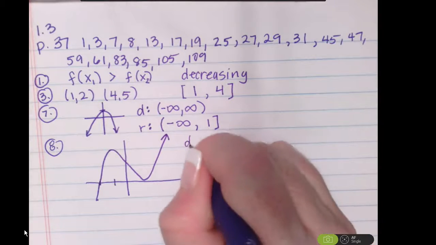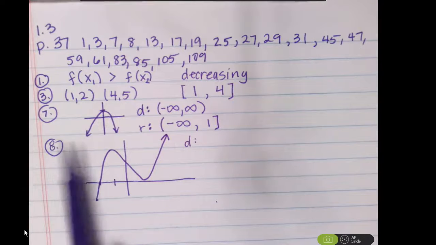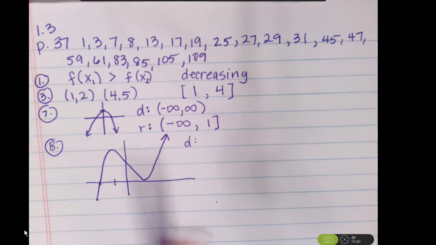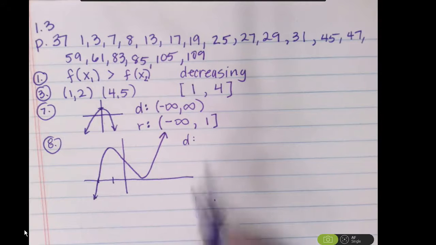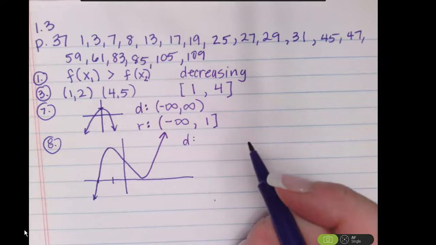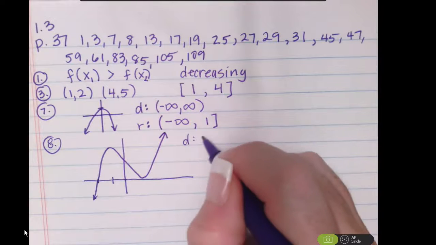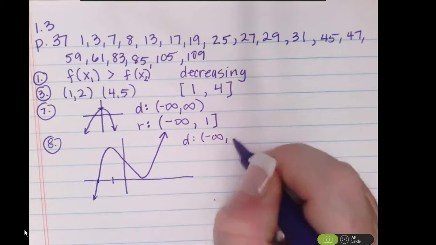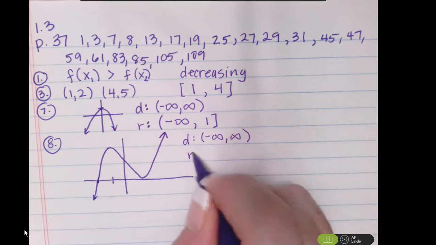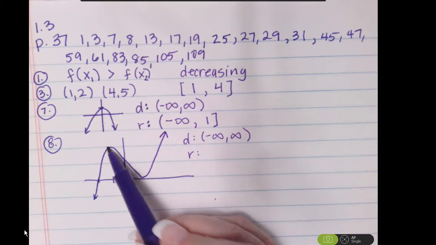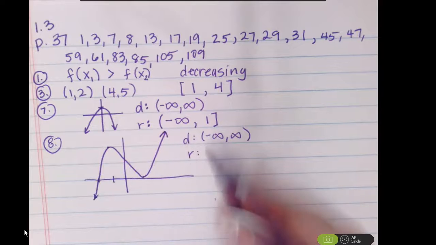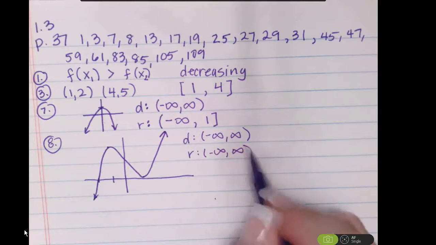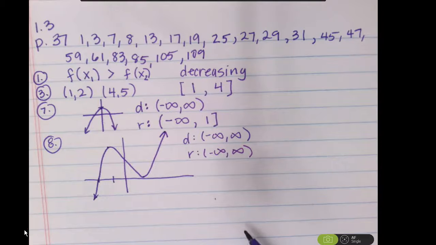So my domain, as I look across my graph, it appears that there's no value of x that does not have a point on the function. So that's going to be all reals. My range, so I do have a relative max and min, but because I'm going on forever in the negative and the positive direction, then my range is also all real numbers.